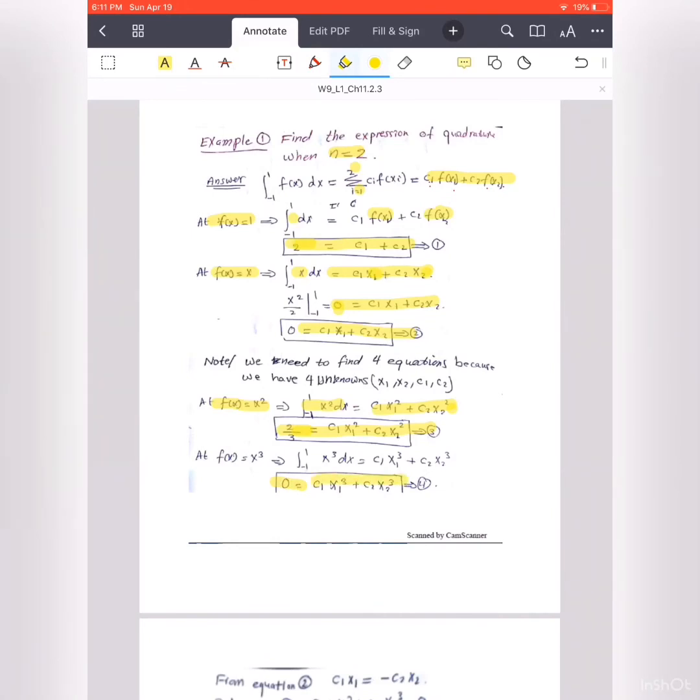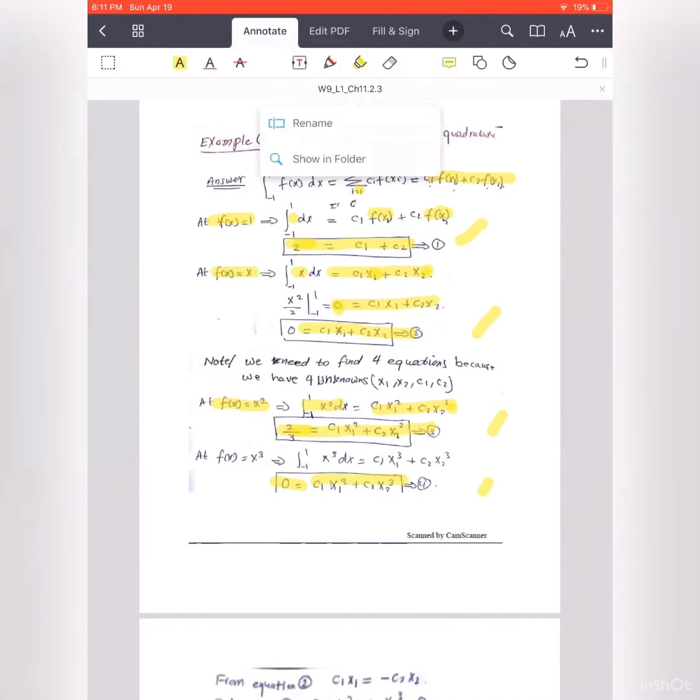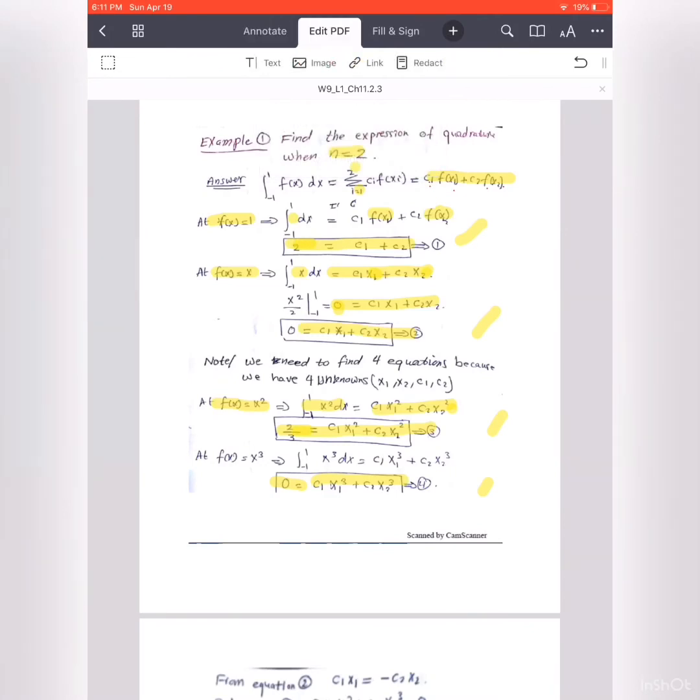So we have now 4 equations. 1, 2, 3, 4. We need to solve them. How to solve them? Well, this should be easy to do. If you try to solve it without thinking, it will be difficult. But here, I like to start with this one here, and also this one. So I go to the next slide to show you how to solve this one here.